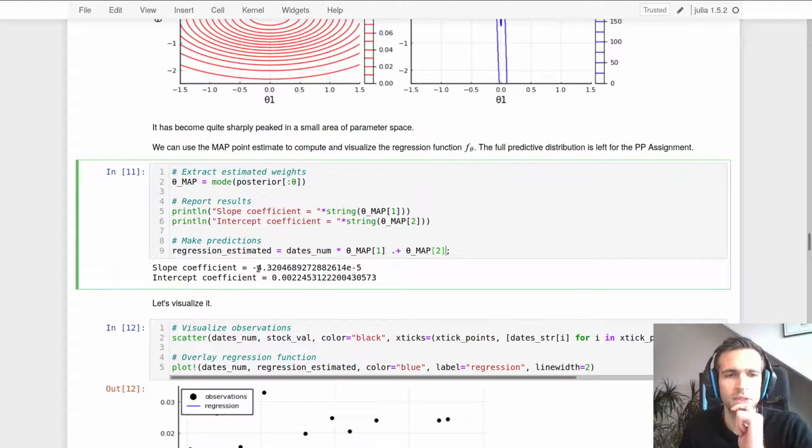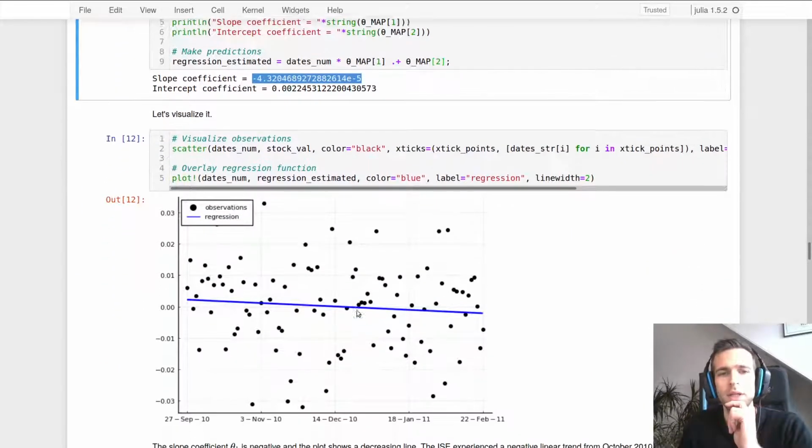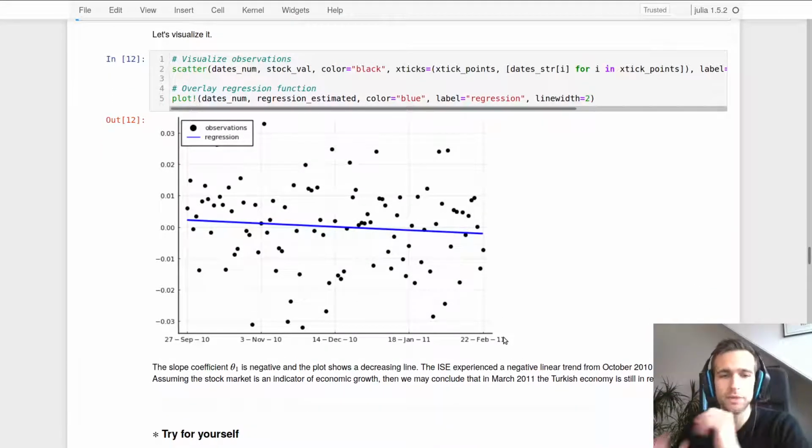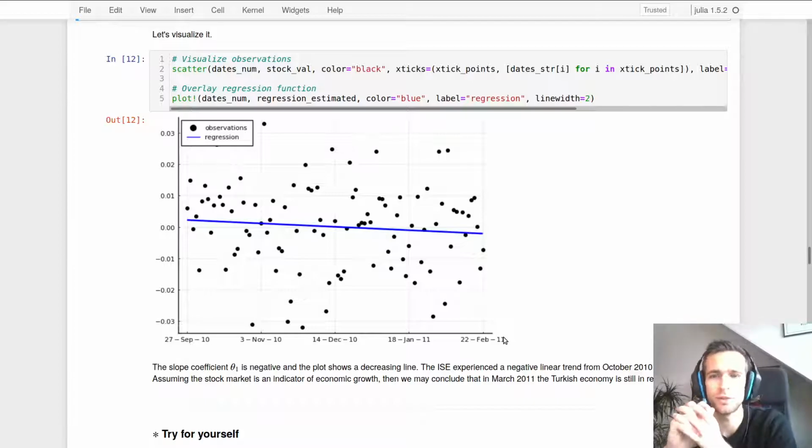If we print the slope coefficient, we can already see that it's negative, so that should already answer our question, namely that the stock market is experiencing a negative linear trend. So we visualize that here. We can see that more clearly. Over the course of September 2010 up until February 2011, the stock exchange is declining. And assuming the stock market is an indicator of economic growth, then we may conclude that the Turkish economy is still in recession as of March 2011.